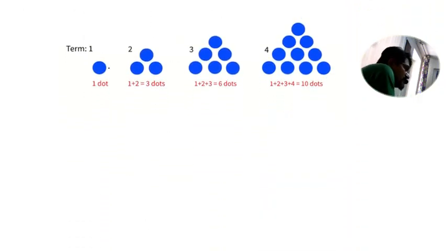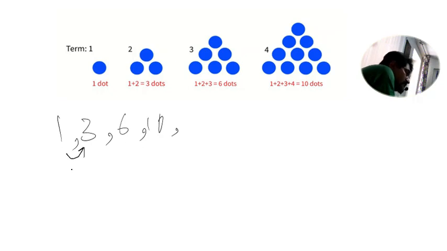Term 1 is 1 dot. Term 2 contains 2 rows. The first row is 1 dot and the second row 2 dots. That is 1 plus 2. The third term is 1, 2, 3, that is 1 plus 2 plus 3. The fourth is 1, 2, 3, 4, the summation of 1, 2, 3, 4. That is 10. So we have 1, 3, 6, 10.